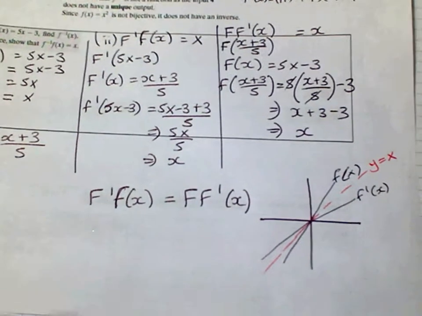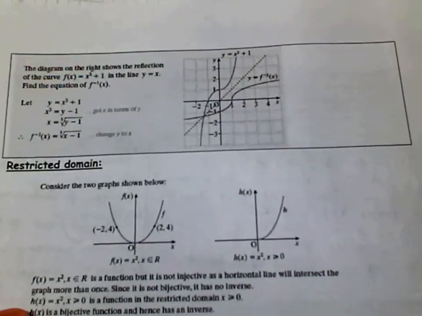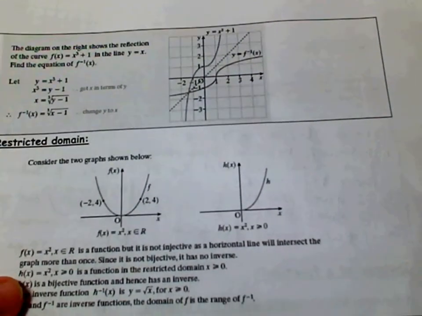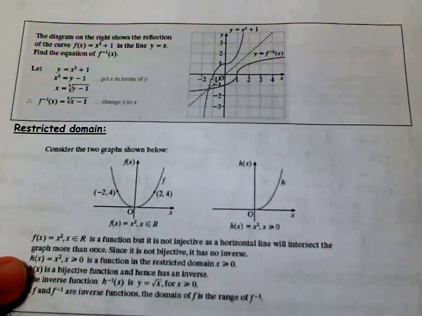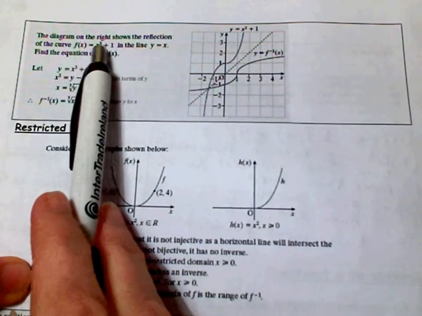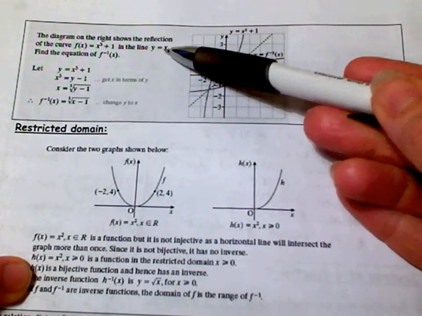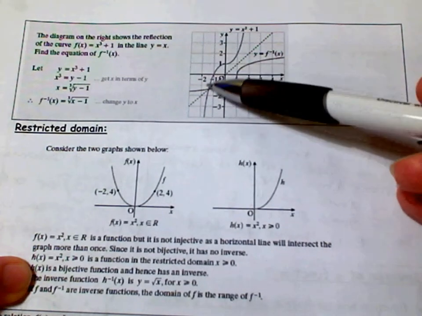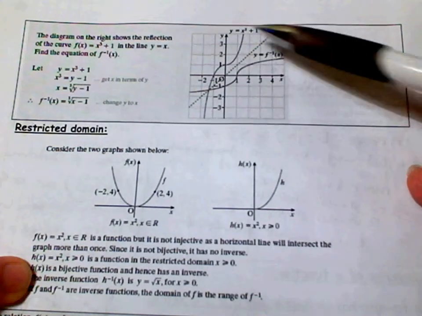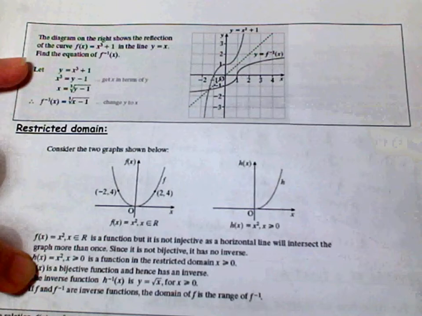Now another example on inverse functions is at the top of the handout on the next page. The diagram on the right shows the reflection of the curve f of x equals x cubed plus 1 in the line y equals x, as I've just explained. So here's your curve f of x, and here's your f dash of x curve here. Okay, find f dash of x.